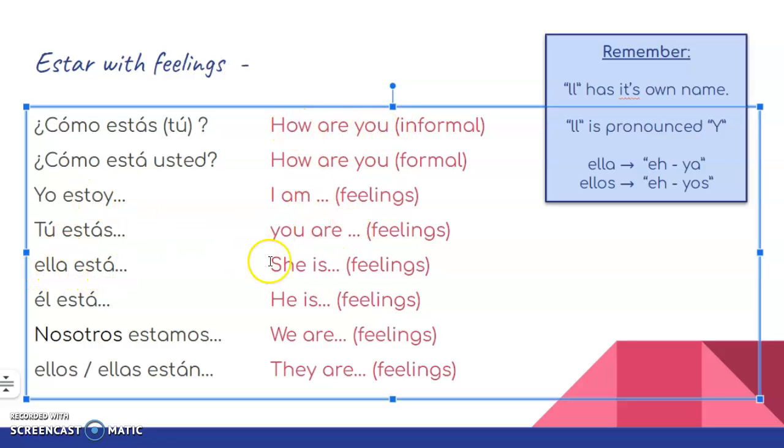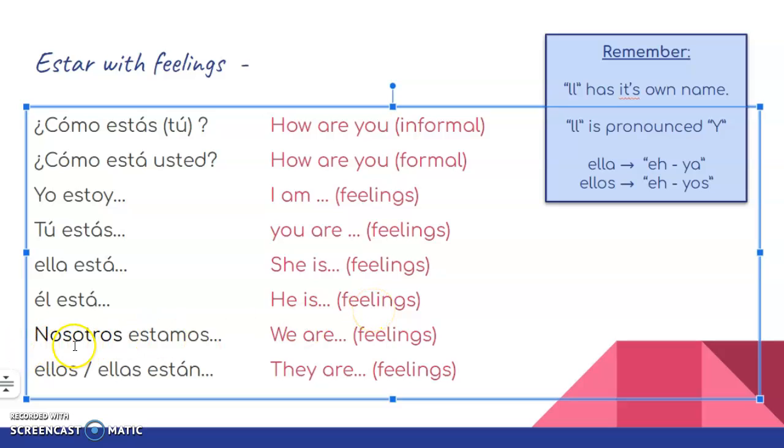Ella está, she is. Ella means she. Ella está. Ella está bien. Ella está nerviosa. She's nervous. Ella está cansada. She is tired. So remembering that ella is a girl, if the feeling ends in an O or an A, it should be an A. And then él está mal. He's having a bad day. Él está mal. He's having a bad day. That's he is and how his feelings are.